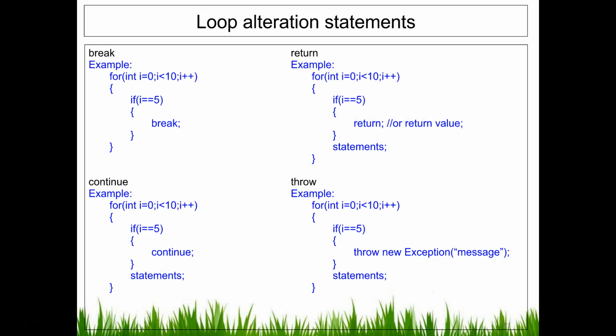And then loop alteration statements. Okay, this is the final slide for this video. In some cases, you may need to even alter your loop's execution. For example, you have a loop that prints odd numbers and even numbers, and the message is different: 1 is an odd number, 2 is an even number. In that case, you need to have an if statement and say, if i % 2 == 0, which means i is an even number, else i is an odd number. So you can do it.